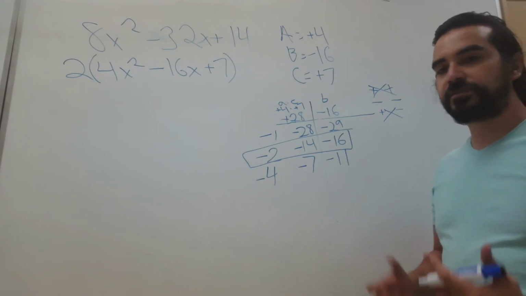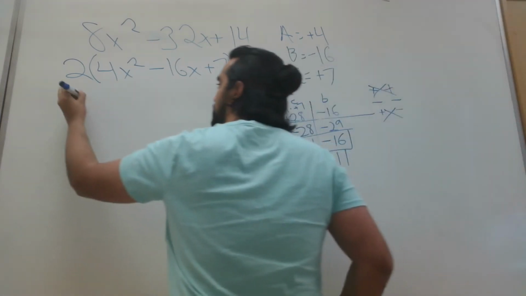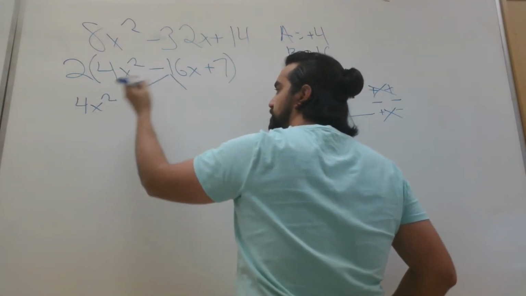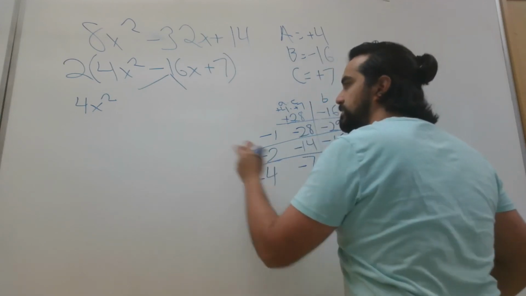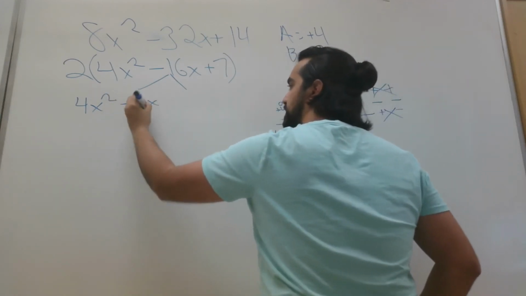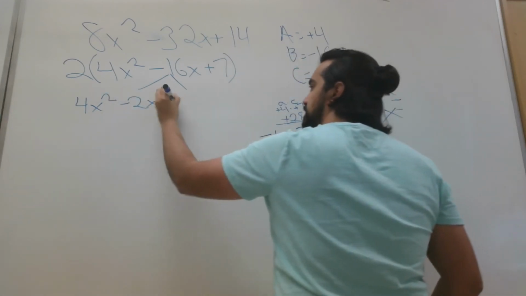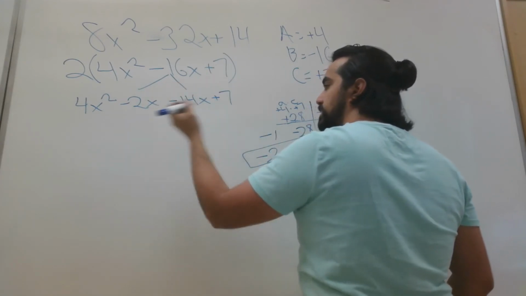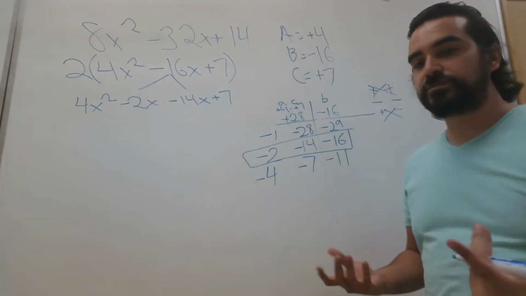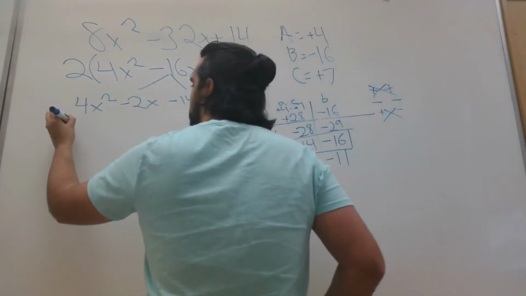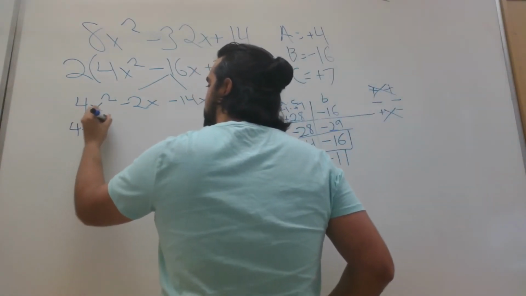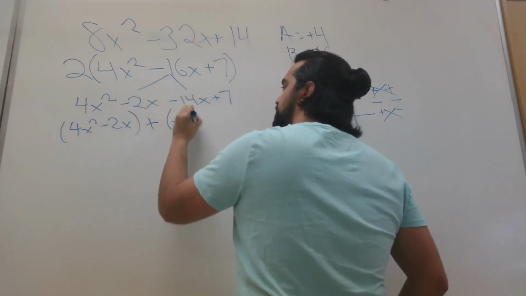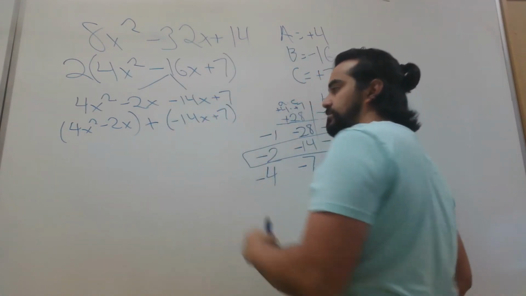Now let's go ahead and use the factors. So we have 4x squared. And remember, we're breaking up the b value into negative 2x minus 14x plus 7. Now let's go ahead and break it into groups. So we have 4x squared minus 2x in one group plus negative 14x plus 7 in another group.